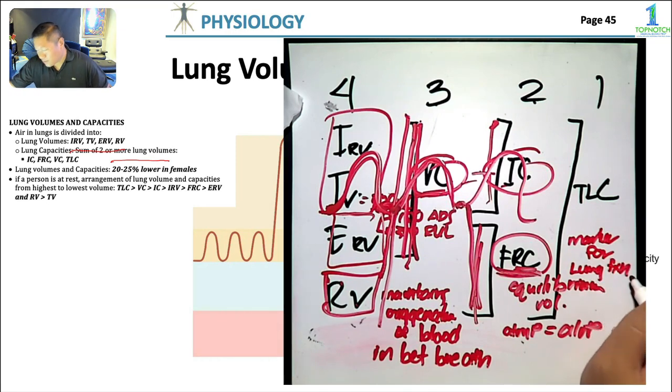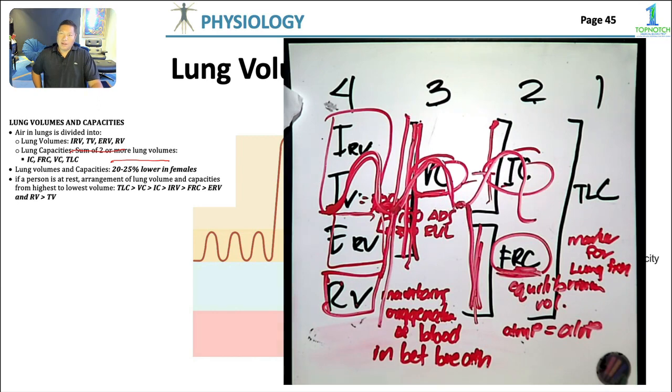The marker for cardiac function is ejection fraction. The marker for renal or kidney function is GFR as estimated by creatinine clearance. The marker for lung function is FRC. If FRC is going down, you're having lung failure. So, FRC is a marker for lung function. It's also called your equilibrium volume.